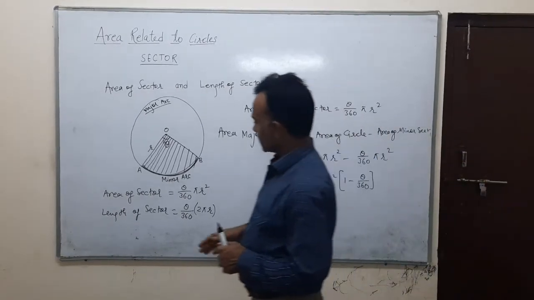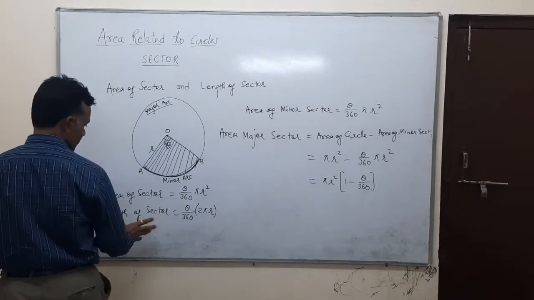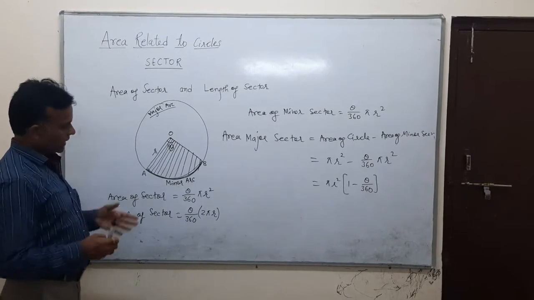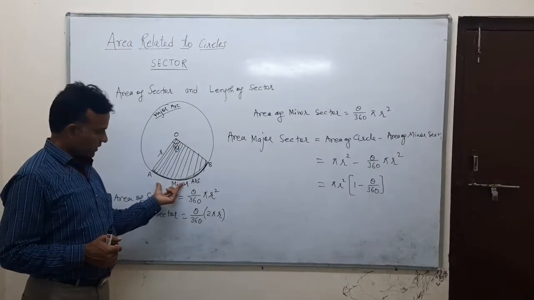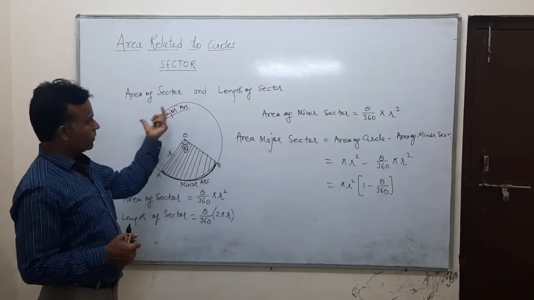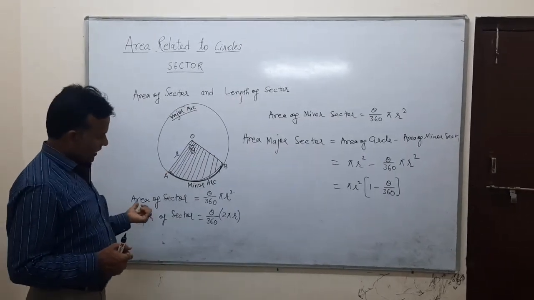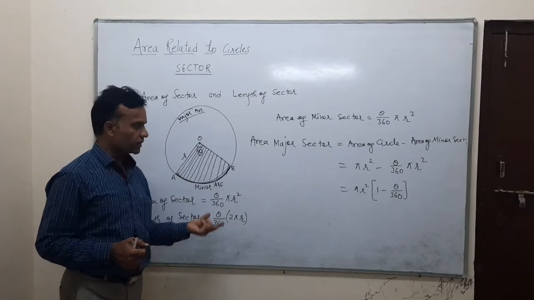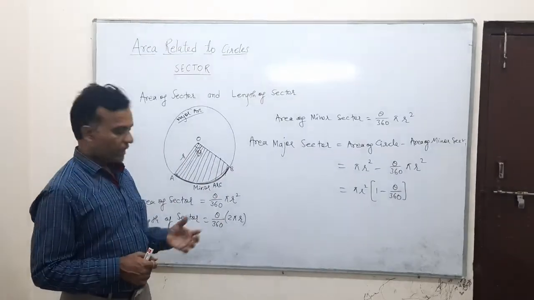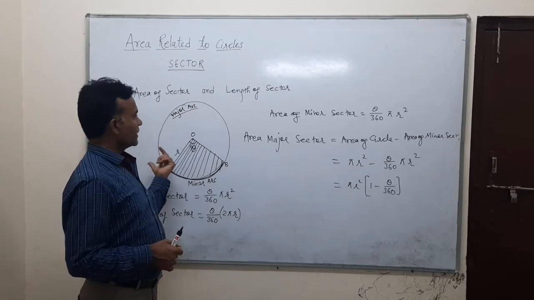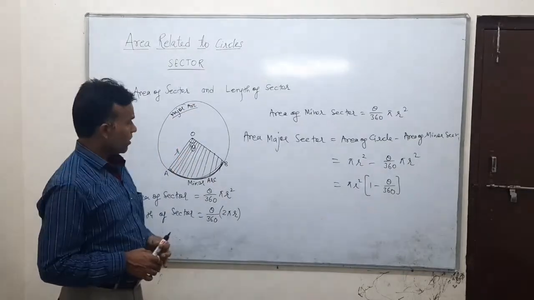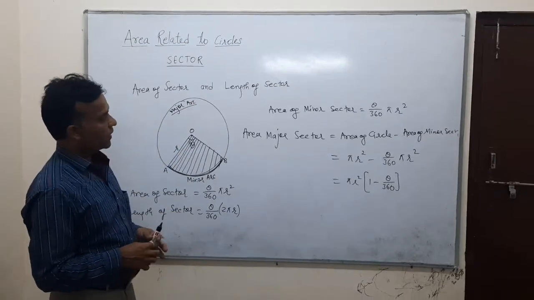Similarly, you do the same for the length of the sector. Here you find the length of the minor arc and the length of the major arc. You use the formula for the whole circle, that is 2 pi r, and then subtract the minor value, and you get the length of the major arc. Okay, so this is very easy going.